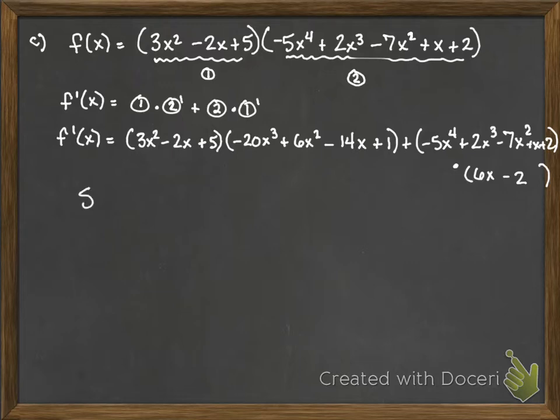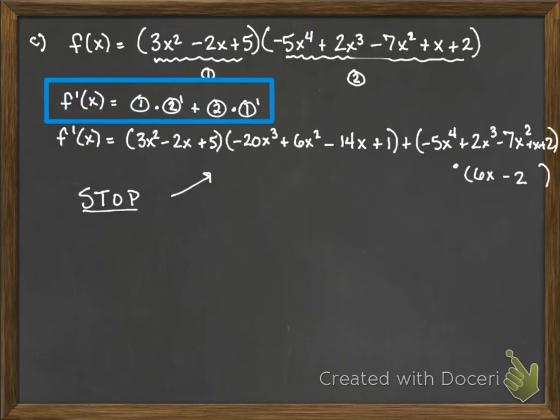So what I want you to do there is stop. I want you to set the problem up. Obviously on the AP test, you would have to finish everything out. But for our purposes, I want to see that you can use the product rule and that you can set these things up. That is all I'm concerned about.